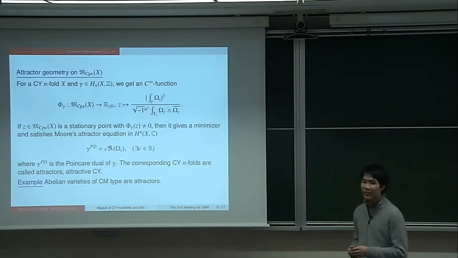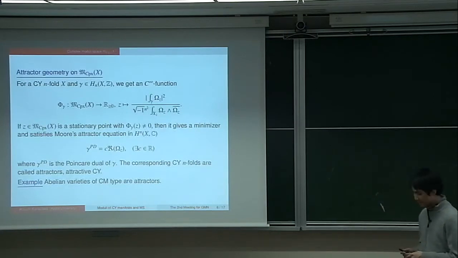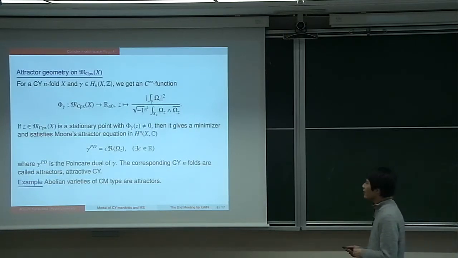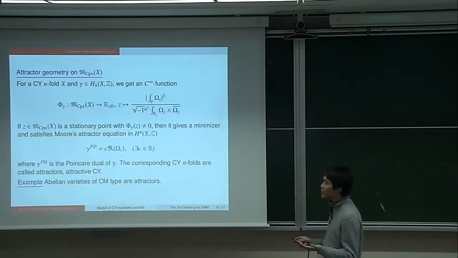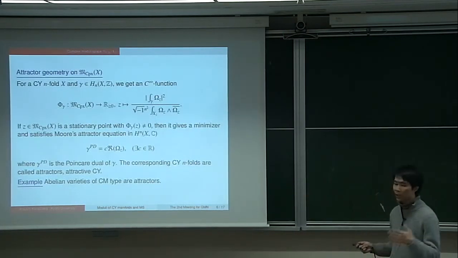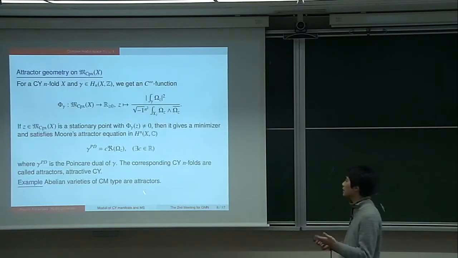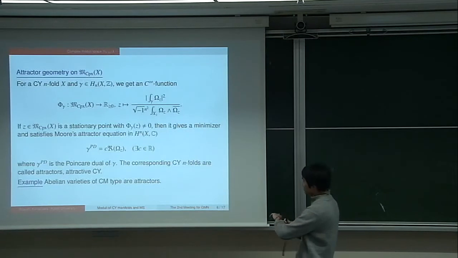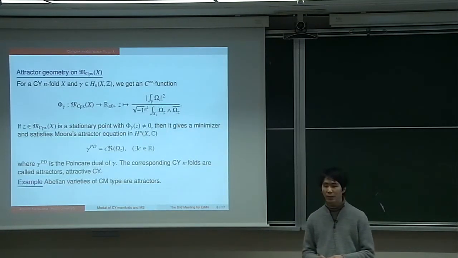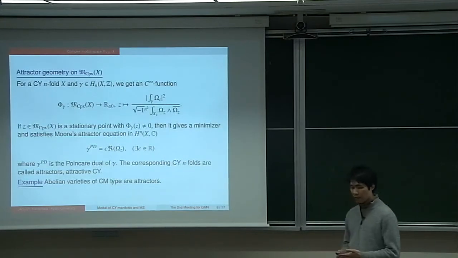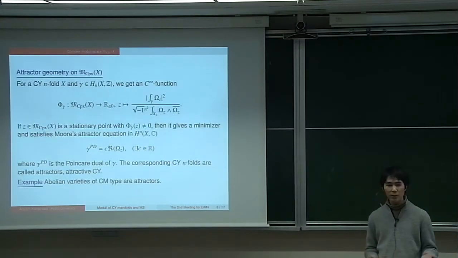The name suggests you're tempted to study this Calabi-Yau. So the typical example of such a Calabi-Yau, in the abelian case, the abelian attractors are just CM type. So the attractor or attractive Calabi-Yau manifolds are a generalization of abelian varieties of CM type. So by studying a moduli space, you get some information about the Calabi-Yau manifold. But this is not the aspect or the structure I wanted to focus on today.